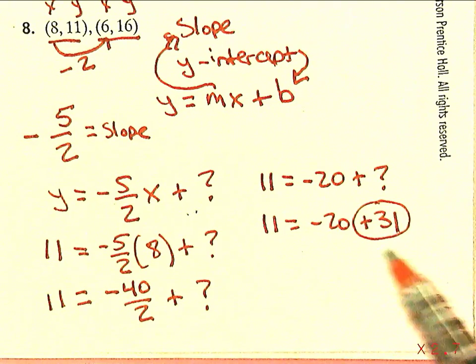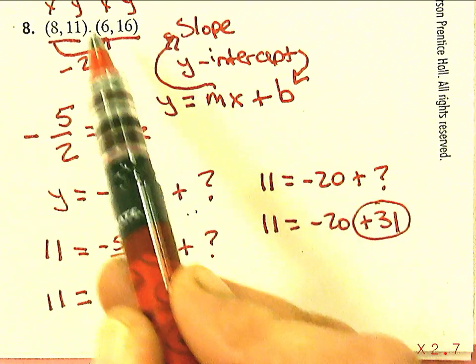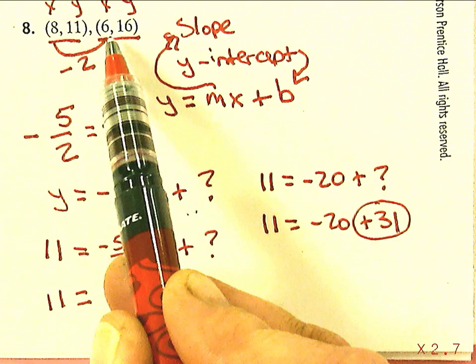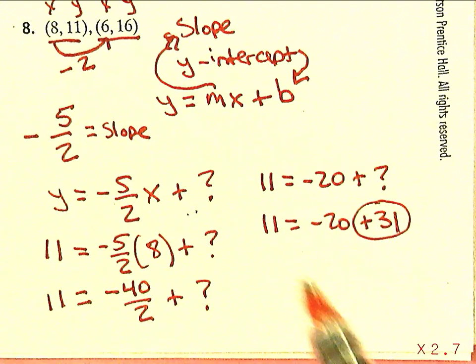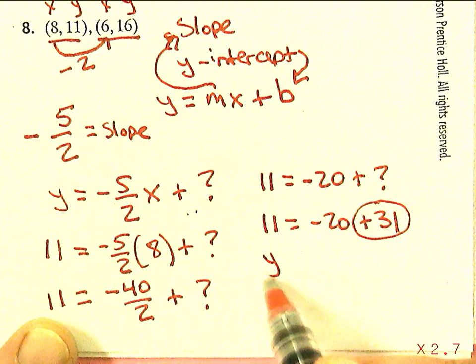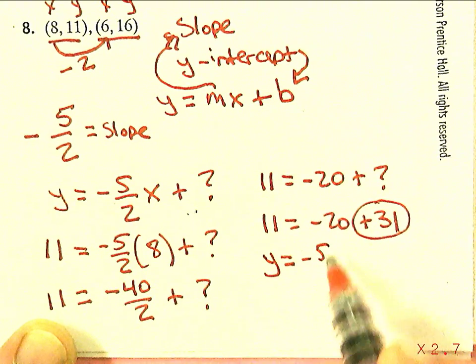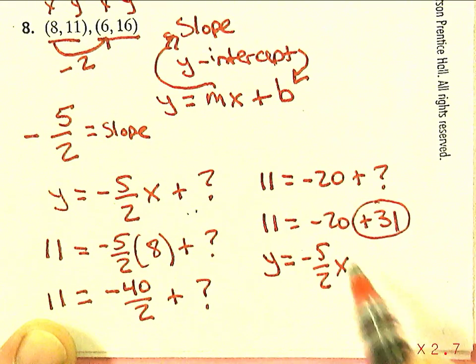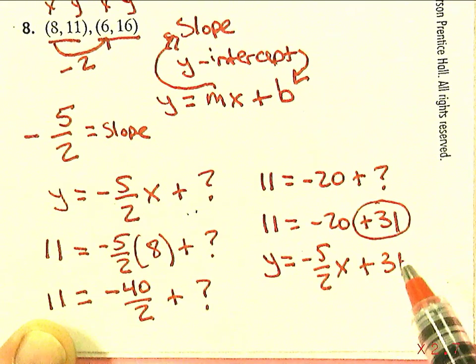So it's a very high y-intercept. Again, if you think about this one, it's going down, so it must start very high. If we're at 8 and 11 and 6 and 16, you think about getting all the way back to 0 is going to be way up at 31. And so now I can write the equation y equals the slope, negative 5 over 2 times x plus the 31. That was the part I was trying to find.